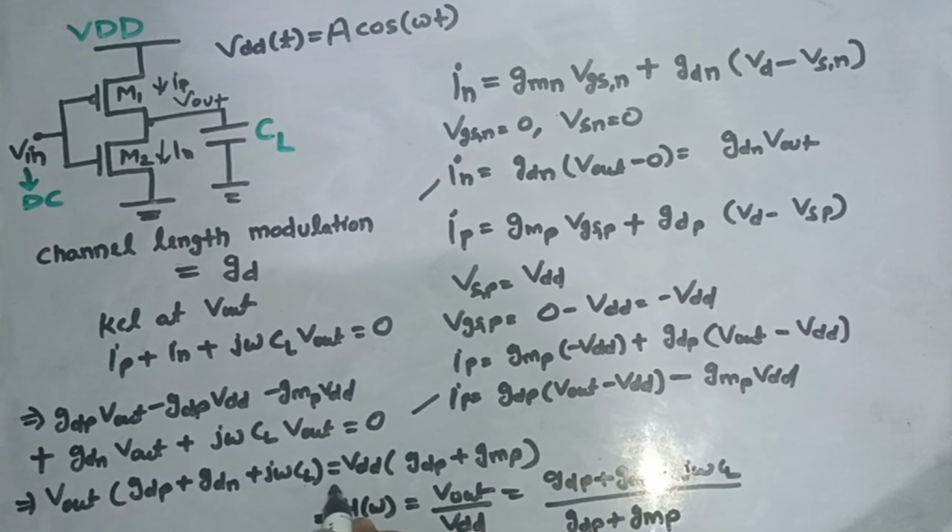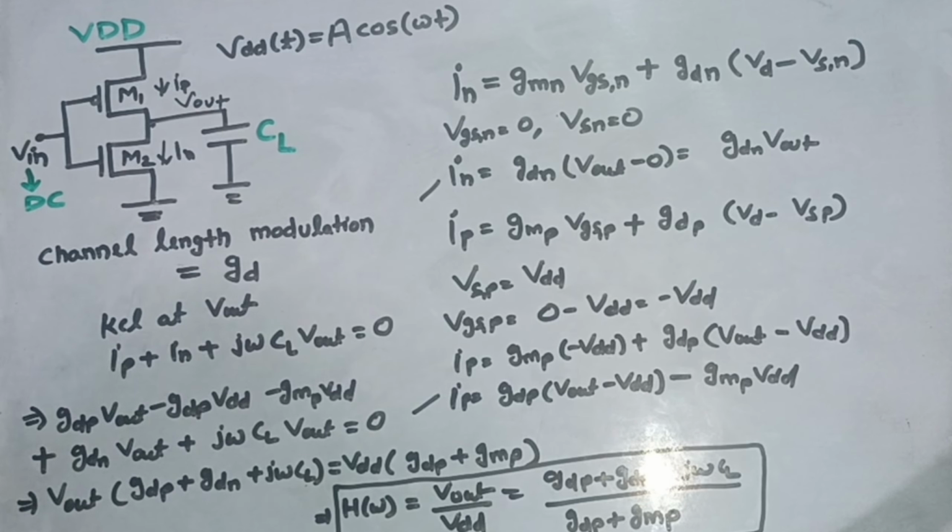So we had to calculate V out upon VDD, and that's what we have calculated here. We had to calculate the IP and IN currents, then apply KCL at V out, and we ultimately reached this expression for V out upon VDD. So that's all about this question.